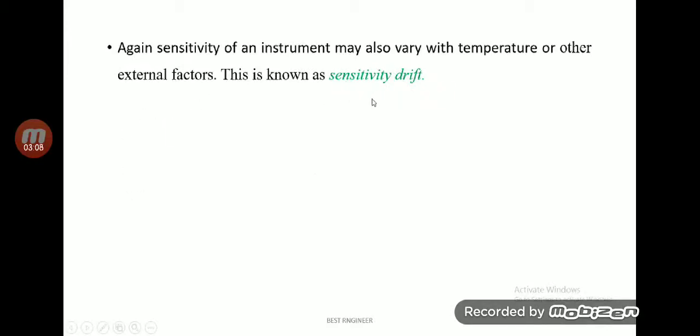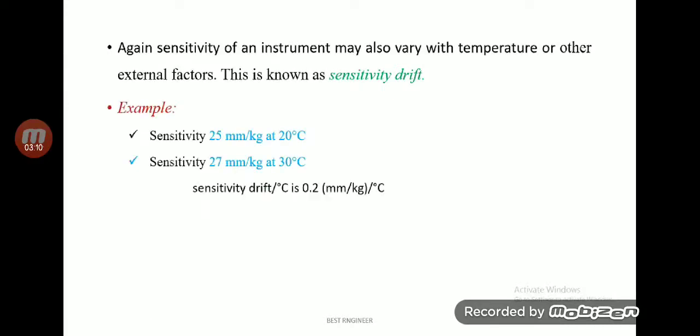Let me show an example. Sensitivity of a spring balance is 25 mm per kilogram at 20 degrees Celsius. Sensitivity of the same spring balance is 27 mm per kilogram at 30 degrees Celsius. There is a difference of 2 mm for 10 degrees Celsius. So the sensitivity drift is 0.2 mm per kilogram per degree Celsius.